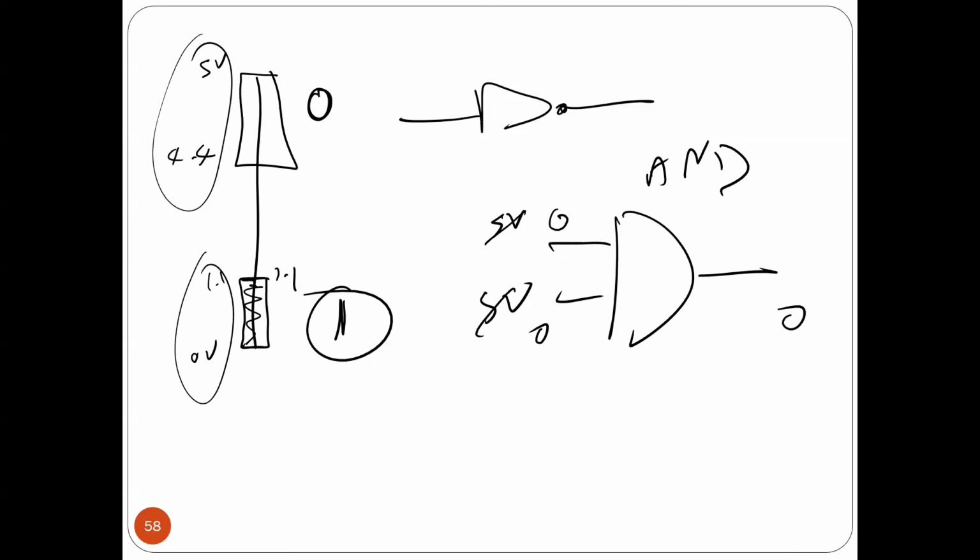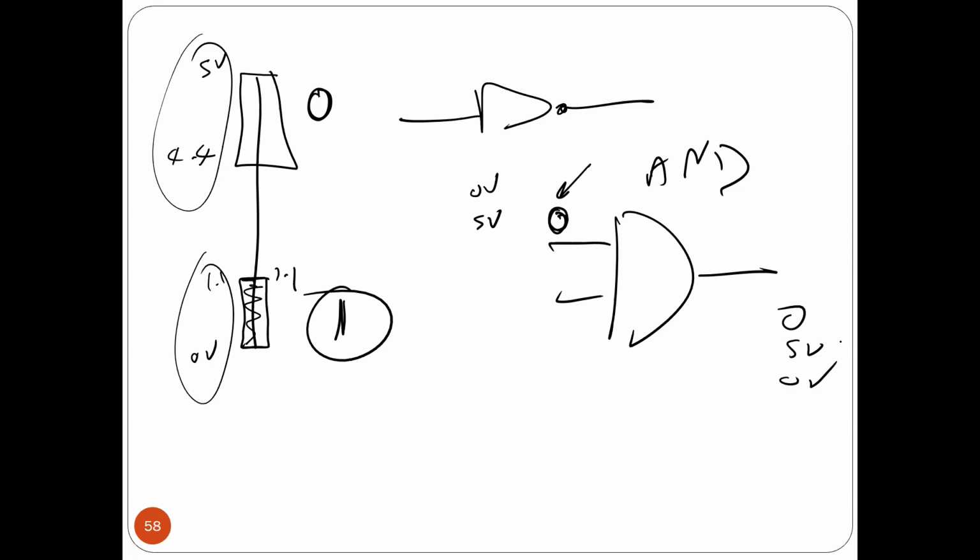Okay? If one input is 0, logic 0, the output is 0. I'm not going to change the logic. I just change the voltage, how I express the logic. Okay? So here, in case of NAND, I told you if one input is logic 0, this logic 0 can be 5 volt. So in this case, I'm going to get 5 volt. If this logic 0 is 0 volt, so I'm going to get 0 volt.